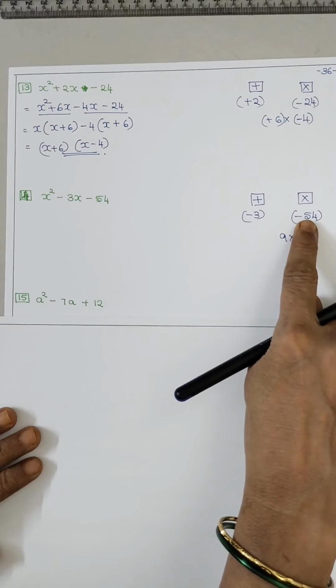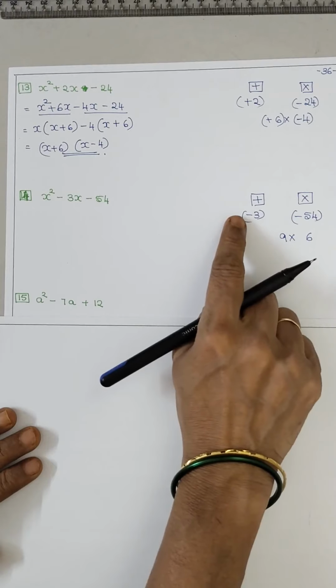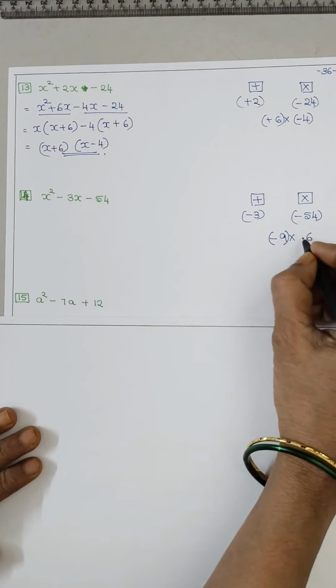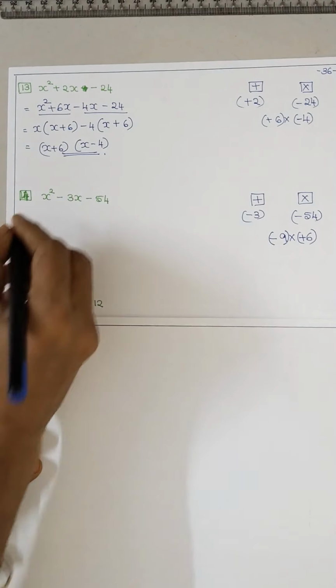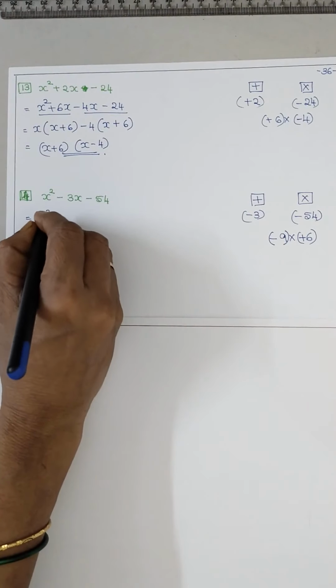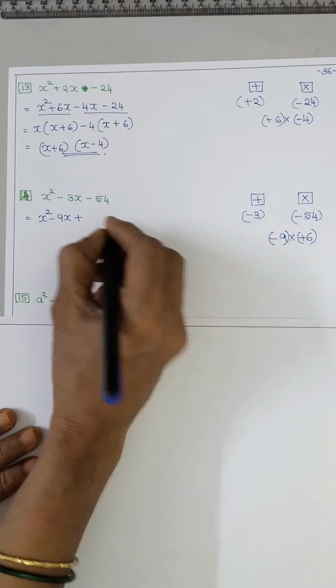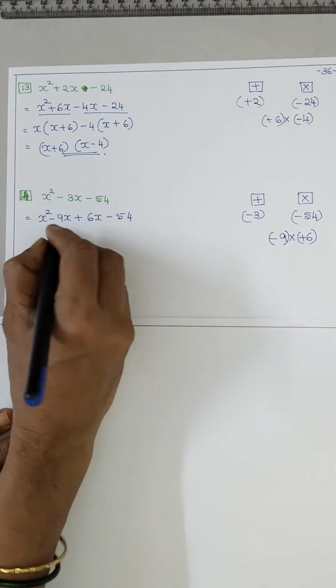Now minus, that is why the different signs, isn't it? But the bigger number will have minus, because here it is minus. The smaller number will have plus. So it is x square minus 9x plus 6x minus 54.